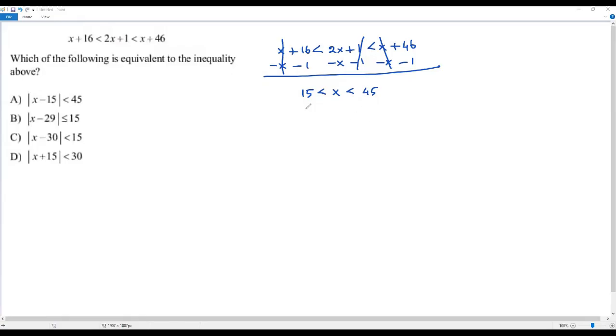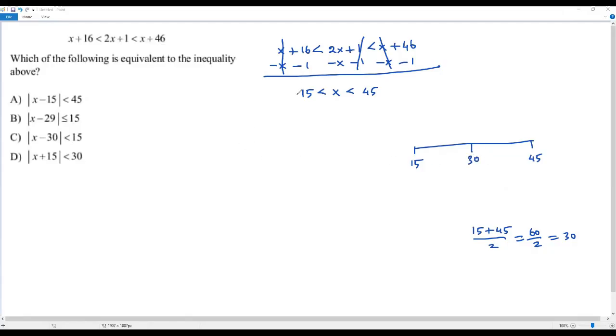Okay, now what we have to do is mark these two values on the number line. Let me do it. Here we can take 15, here we can take 45. Now we have to get the mid value of 15 and 45. For that we have to get the average of these two numbers. So let's add these two values and divide by 2. 15 + 45 is 60. 60 divided by 2 is 30. So 30 is the middle value of 15 and 45.